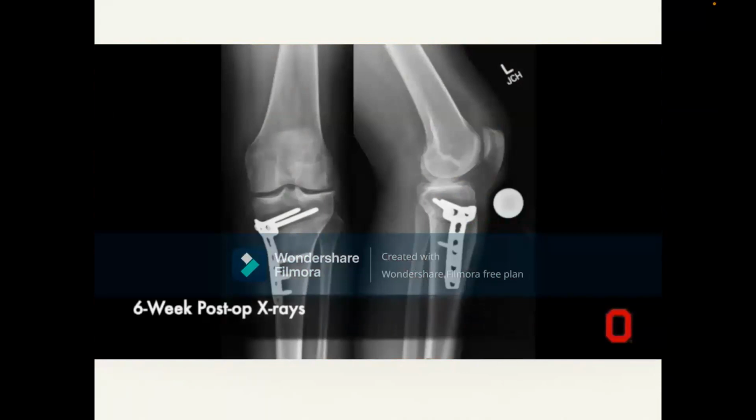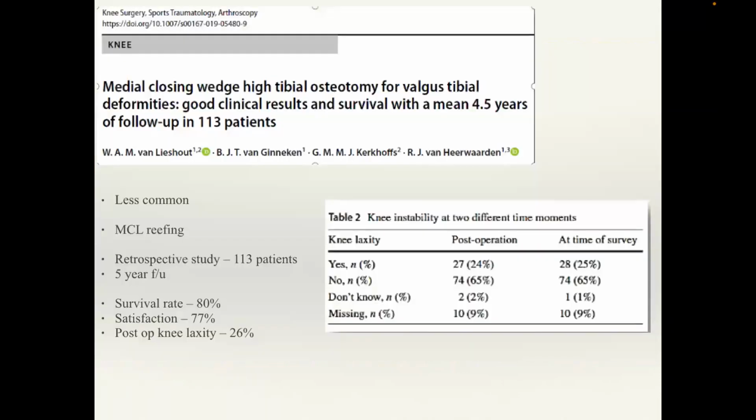That is the post-op X-ray. So, medial closing wedge osteotomy for valgus knee deformity, clinical results for 4.5 years follow-up in 113 patients. It says that it is less common, and it is a retrospective study where the survival rate is over 80%.